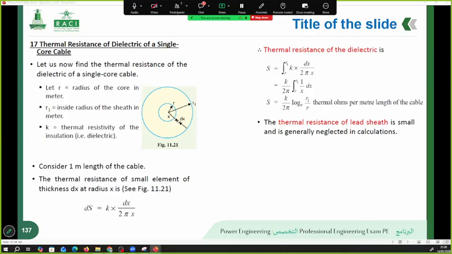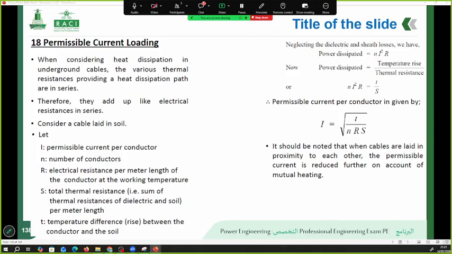This formula is based on the general thermal resistance formula, S is equal to k times L over A, where the length of the heat path is dx and the area is the surface area of the cylindrical element, 2 pi x per meter length. The total thermal resistance S is then found by integrating the thermal resistance of this element from the inner radius r to the outer radius R1. We already discussed this one, so we just need to use these equations.